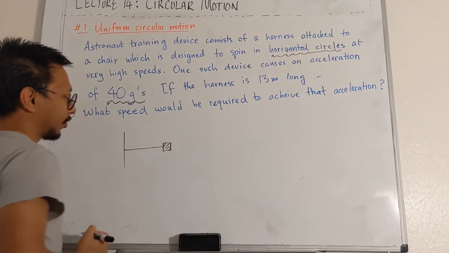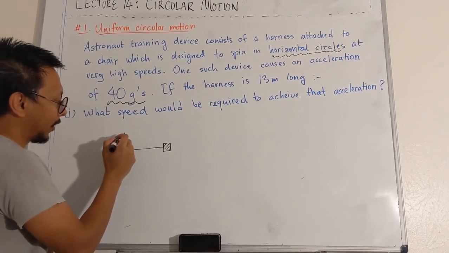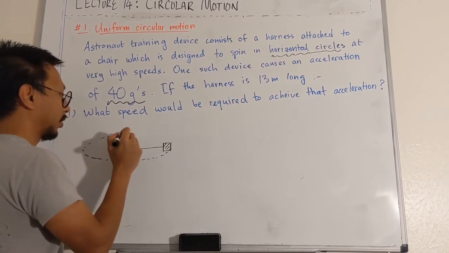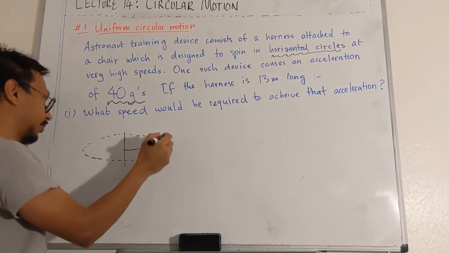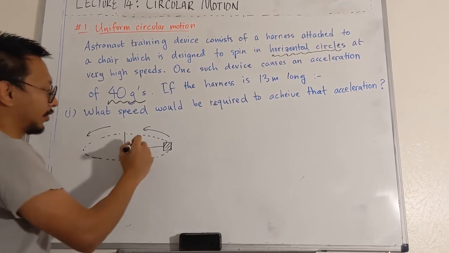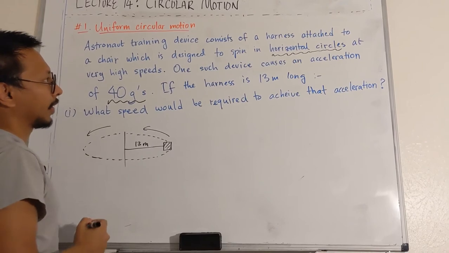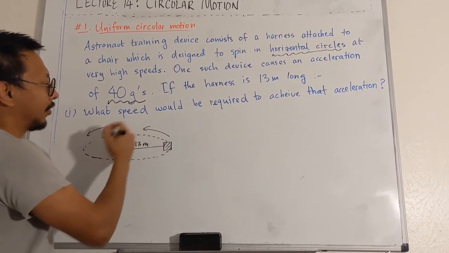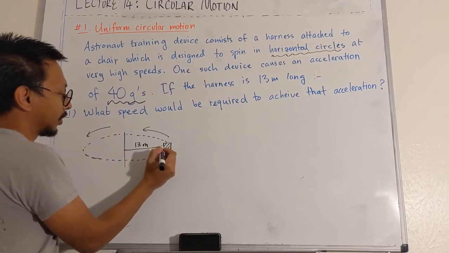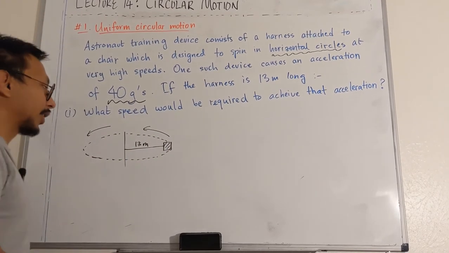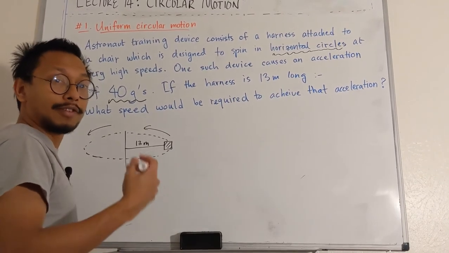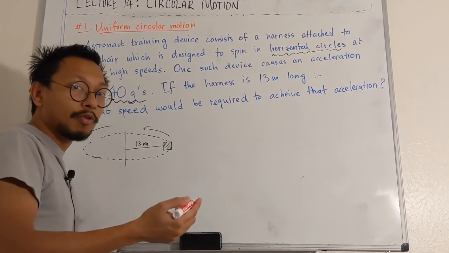This is the device, or the centrifuge, or whatever you want to call it, and it goes around in a horizontal circle like that. This is 13 meters long, and the acceleration produced is always directed towards the center because it is uniform circular motion. Anything moving in a circle will have a centripetal acceleration, otherwise it won't be moving in a circle.